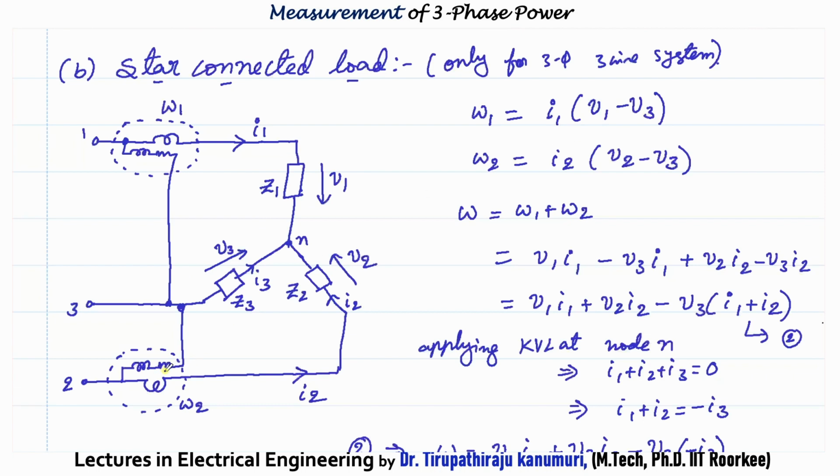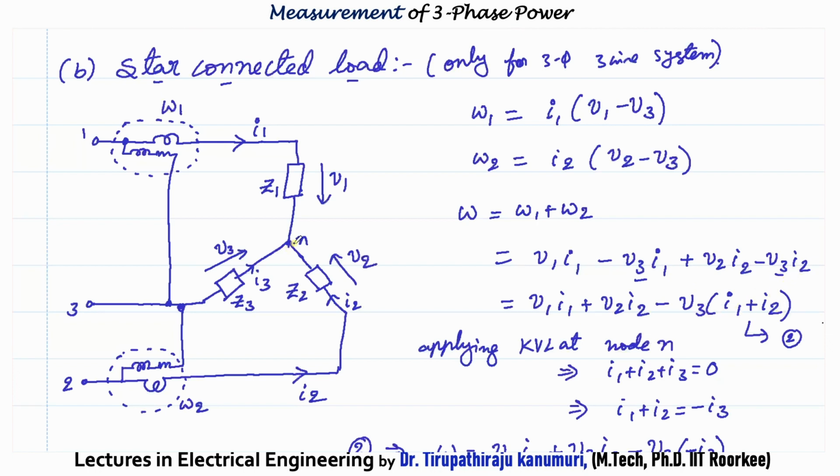Similarly, for W2, the current passing is I2 and the voltage is V2 minus V3, when you pass like this in this loop. So W I can write as W1 plus W2. I am taking the sum of these two and then simplifying it. It will become V1 I1 plus V2 I2 minus V3 into I1 plus I2, because V3 is common. So I have combined them.